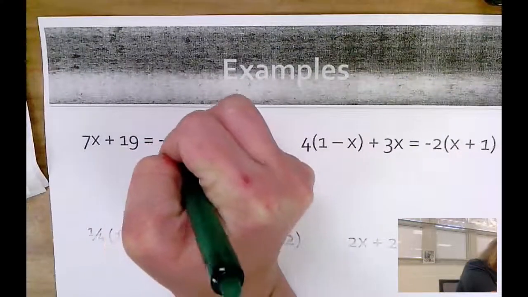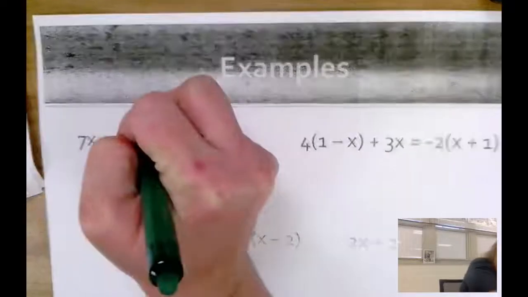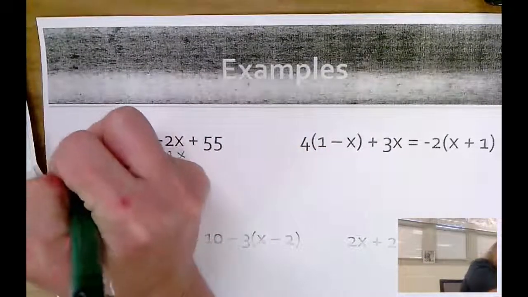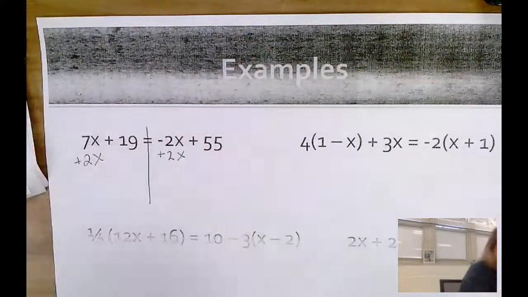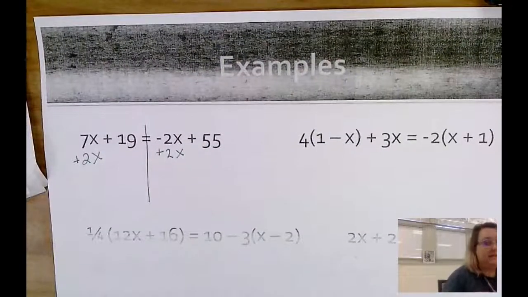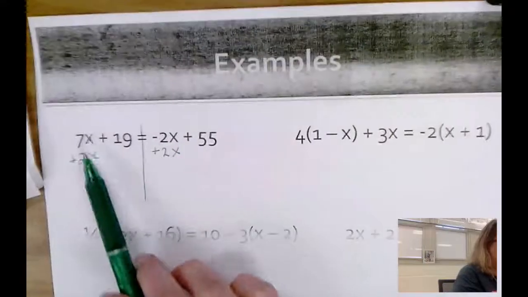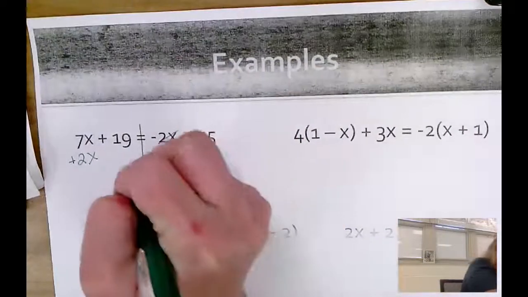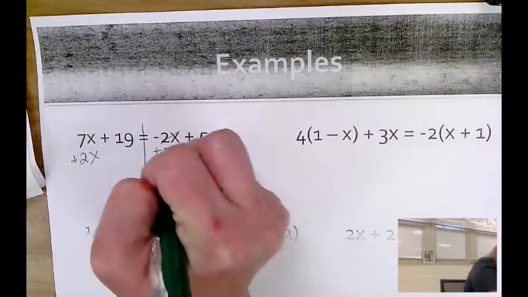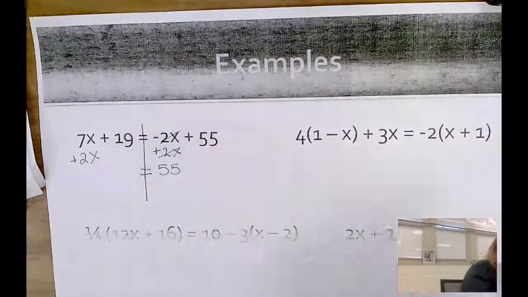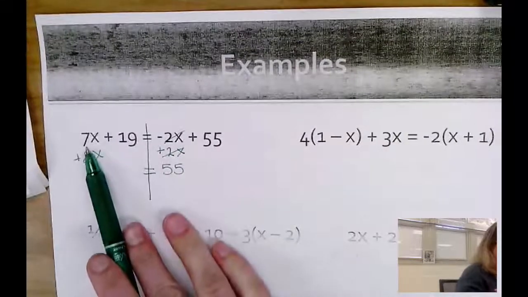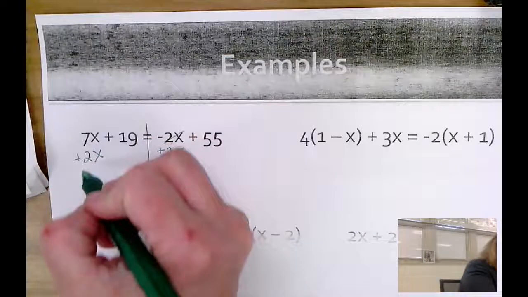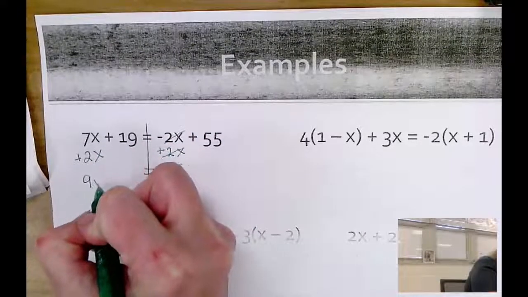Remember, we can draw a line down the middle. Whatever we do to one side, we do to the other side. The 2x is going to go with the same like term, the 7x. The negative 2x and 2x cancel out, so all I am left with on this side is 55. Then I am going to add 7x plus 2x. Well, 7 plus 2 is 9. We keep our variable, and I'm going to bring down my constant.